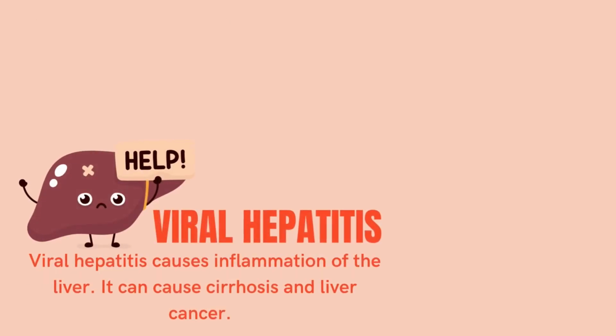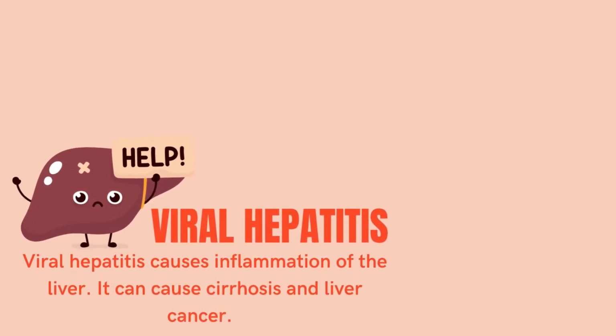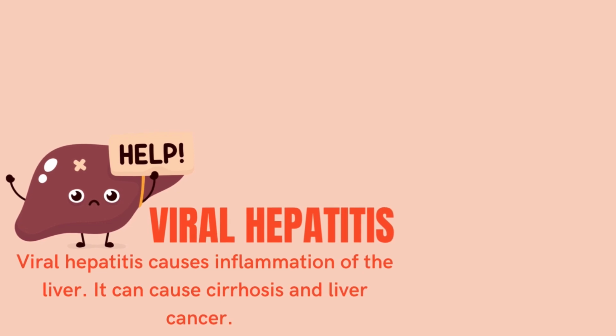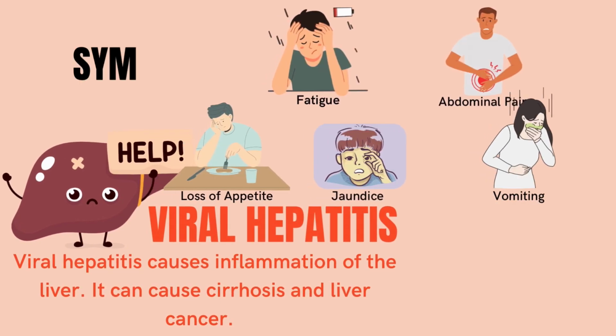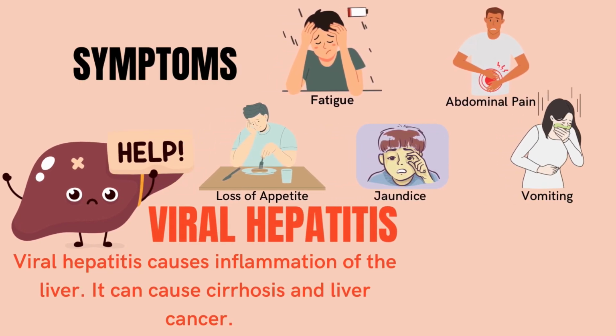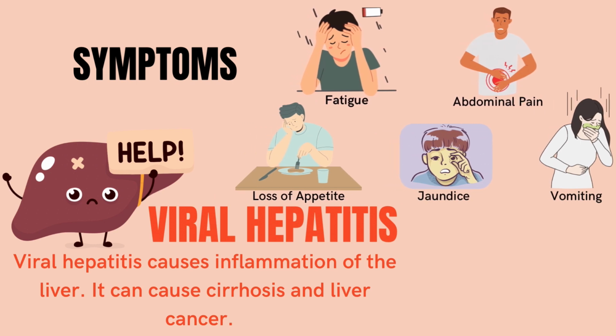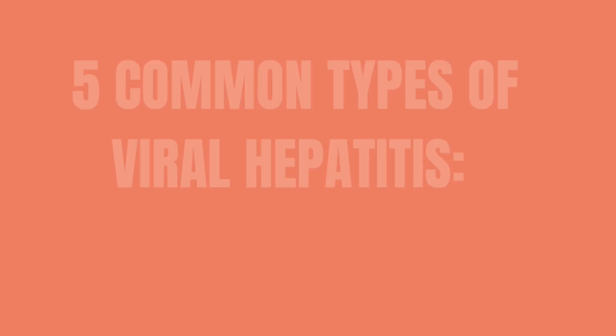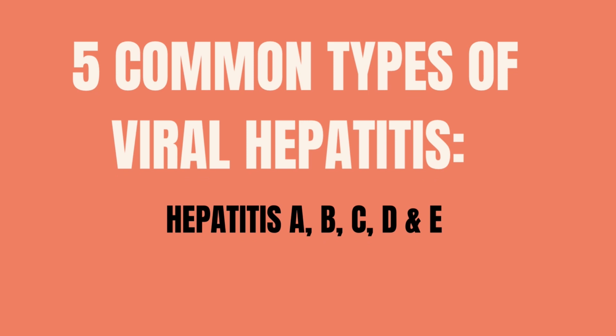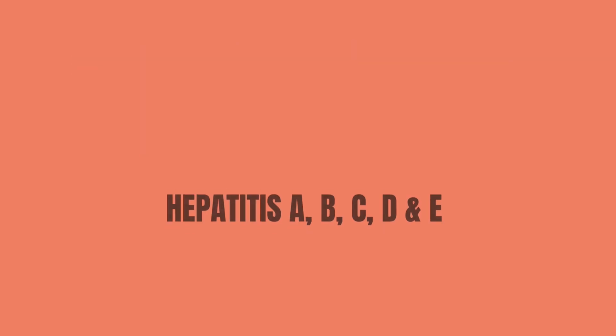Viral hepatitis causes inflammation of the liver. It can cause cirrhosis and liver cancer. Symptoms include fatigue, abdominal pain, loss of appetite, yellow skin or eyes, also known as jaundice, and vomiting. There are 5 common types of viral hepatitis. We have hepatitis A, B, C, D, and E.